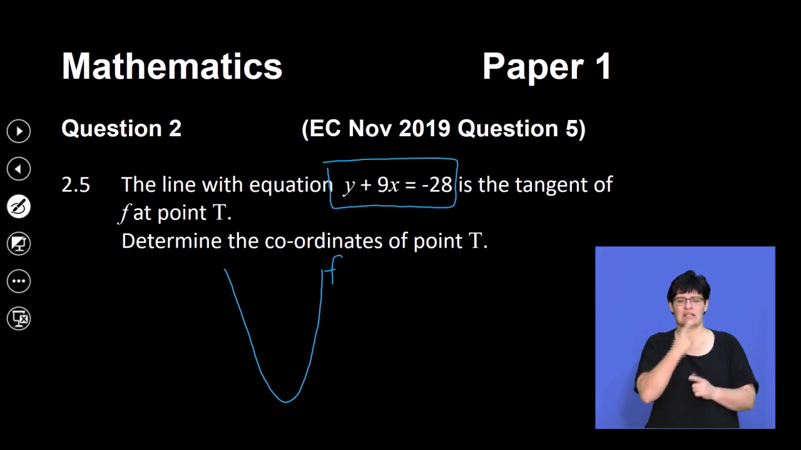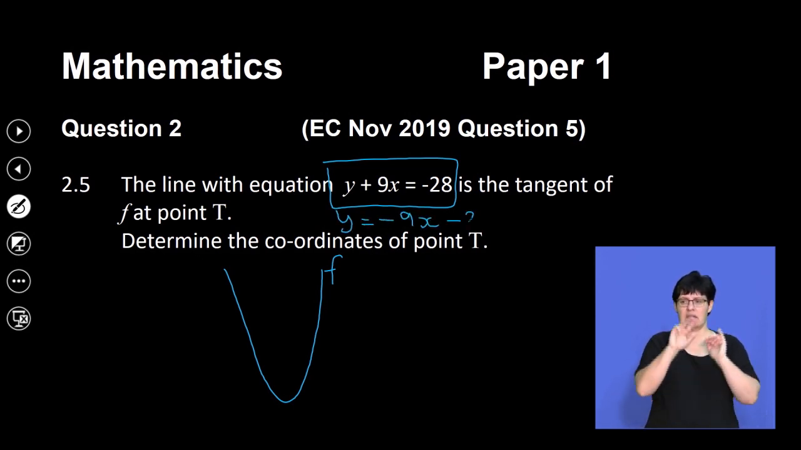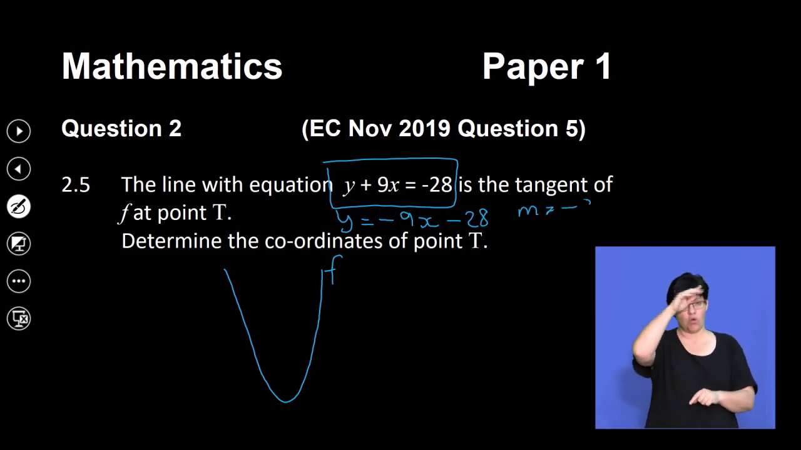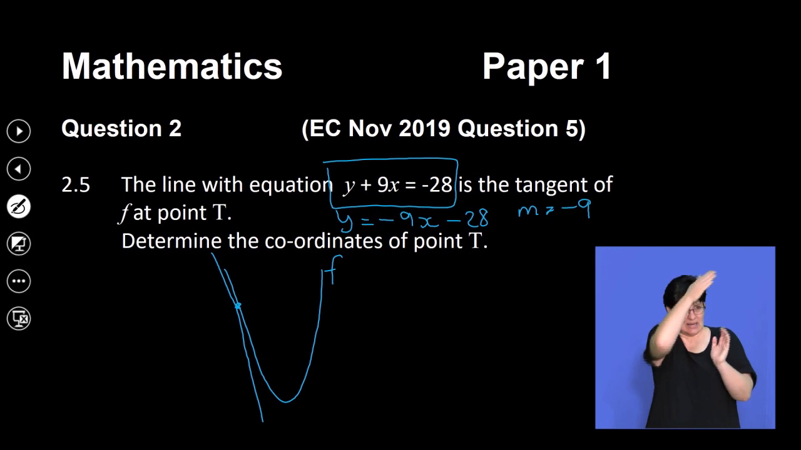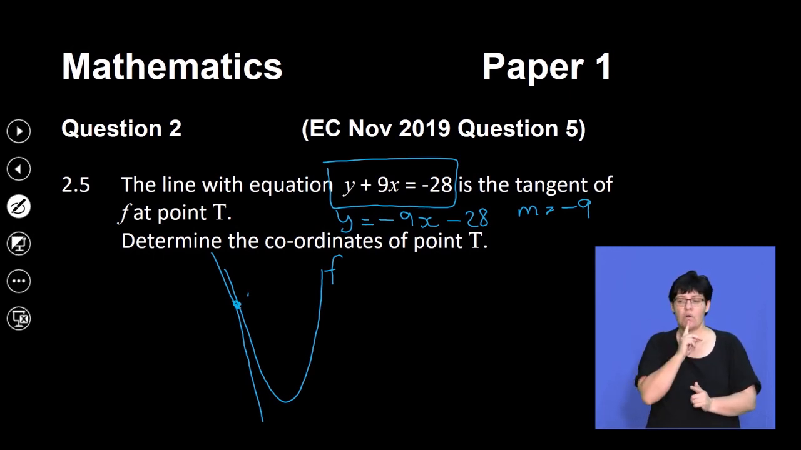If we look at what this line, let's get that in standard form. So we can say that it is y equals minus 9x minus 28. So we can see that the gradient of this tangent is equal to negative 9. It's very steep, negative and very steep. So it might be doing something like that, coming all the way down, obviously touching like that. So we need to figure out the coordinates of point t over there.